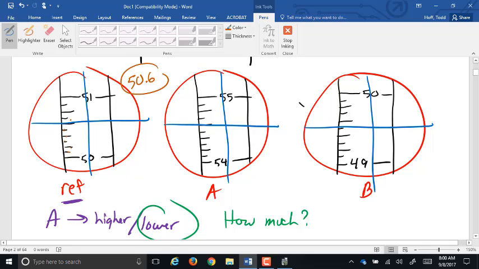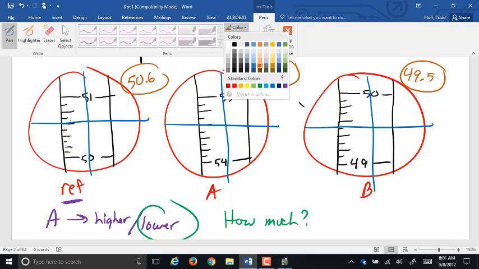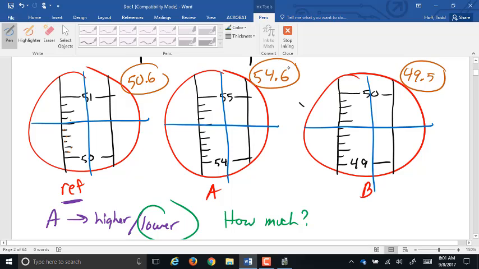Point A is reading 54.6. While we're at it, let's read point B. 49.5. So how much lower is A than the reference? Yeah, we subtract those, it's exactly 4 inches.